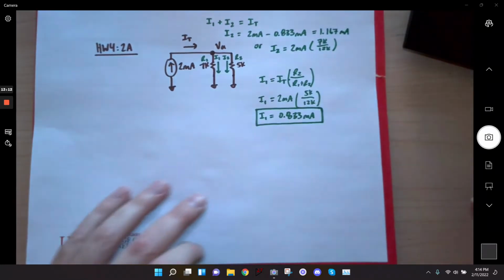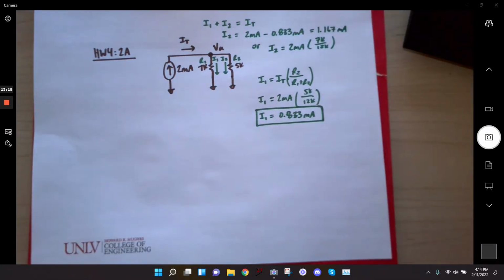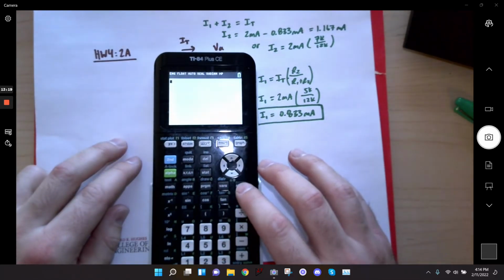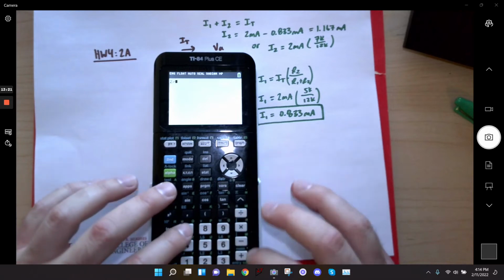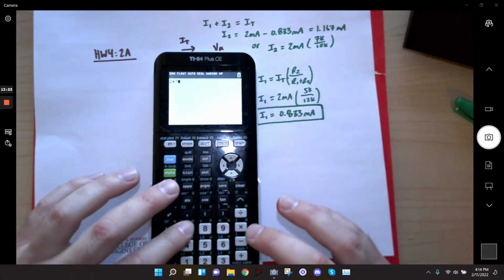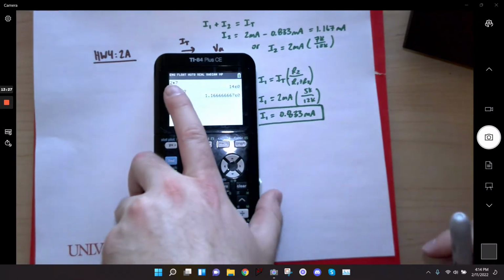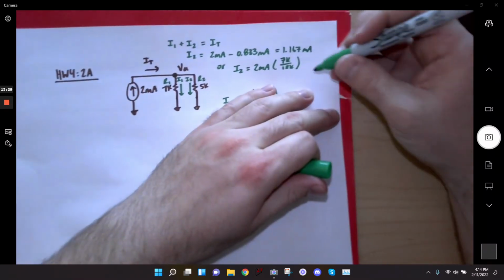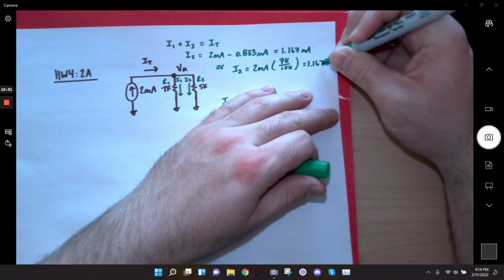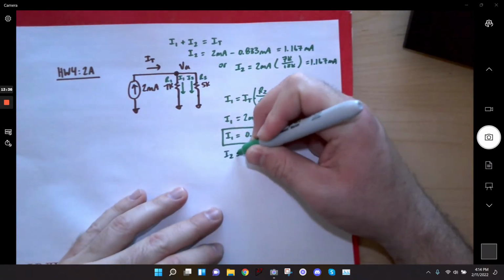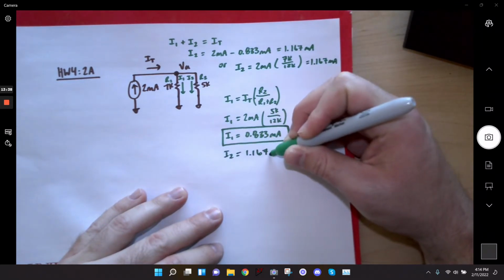And then if I do the current divider, let's try the current divider. So basically 2 times 7 over 12 also gives me 1.167. So basically either would work, 1.167. And that's going to be my I2, so let me write that, 1.167.